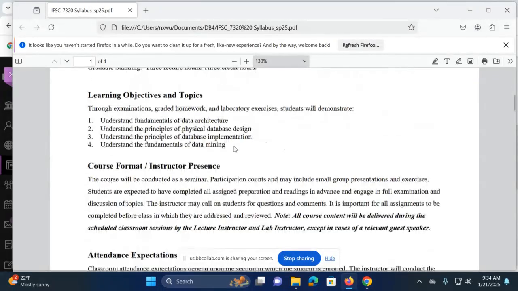So for the key topics, we're going to cover the fundamentals of data architectures. Then we're going to study the principles of database design. We're going to focus on two data models, the relational data model and the entity relationship model. Then for understanding the principles of database implementation, we're going to learn SQL programming and PL/SQL programming, and learn how to implement a database in a more efficient way.